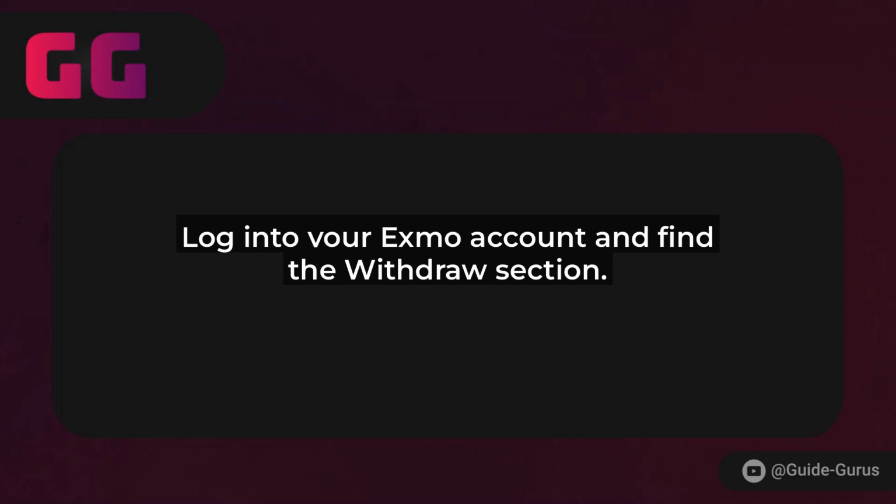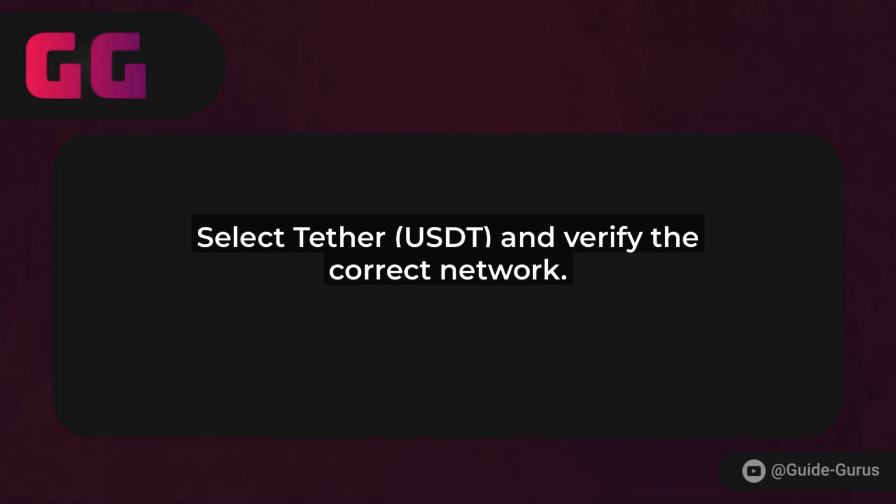First, log into your XMO account using your credentials. Once you're in, navigate to the Withdraw or Wallet section. It's usually in the top menu or sidebar.